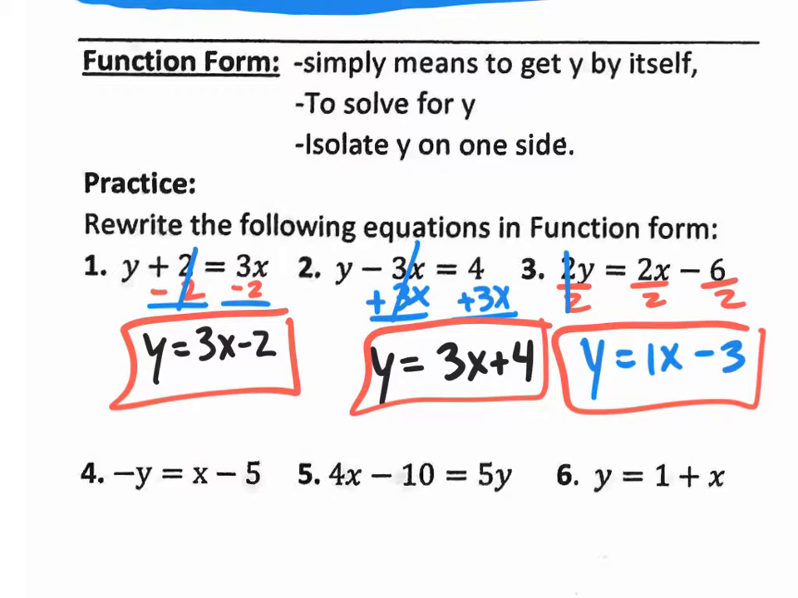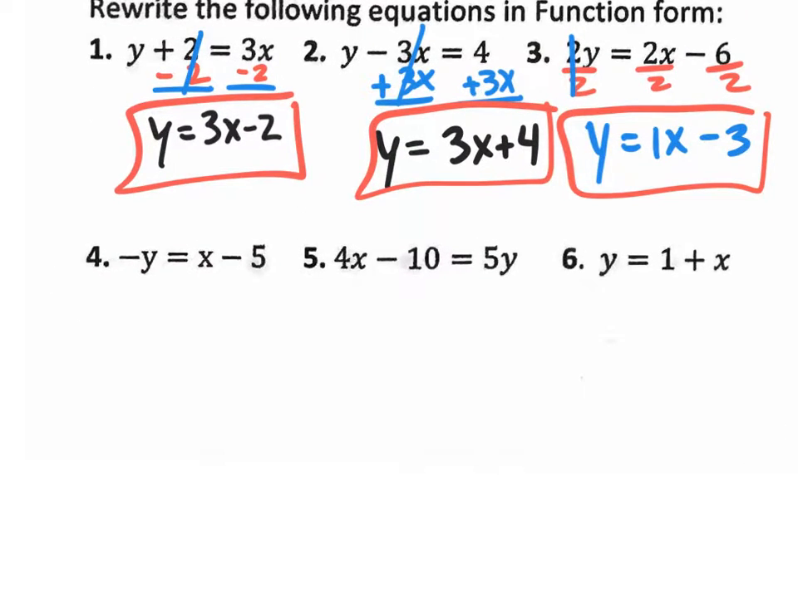Number 4, I need to get y by itself. I do not want a negative y, so I'm just going to multiply everything by -1 or divide everything by -1. But at the end of it all, I'm simply going to change all the signs. That becomes positive, that becomes negative, that becomes positive. So my answer is positive y equals -x plus 5.